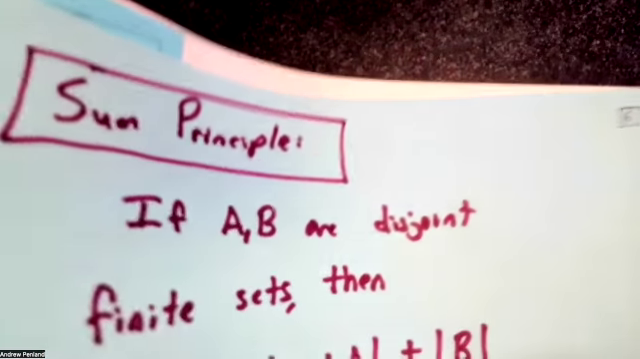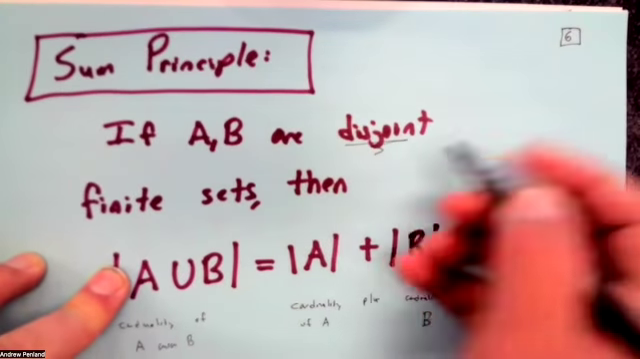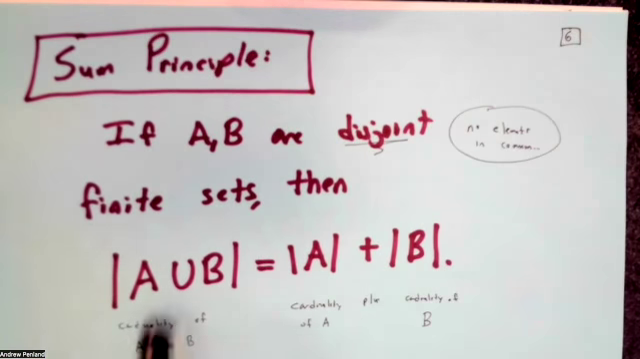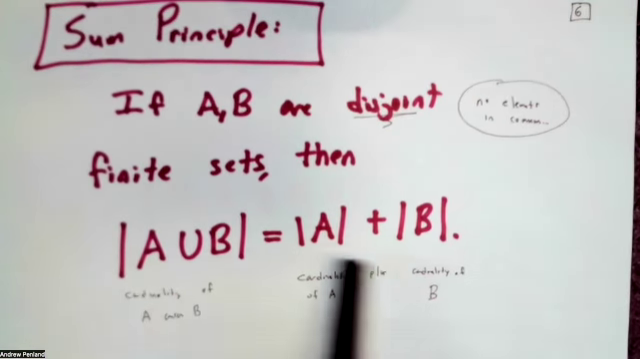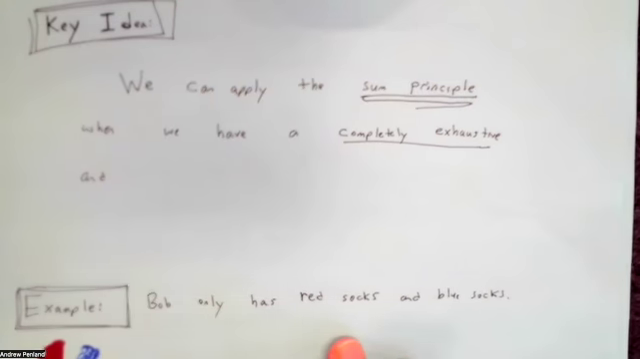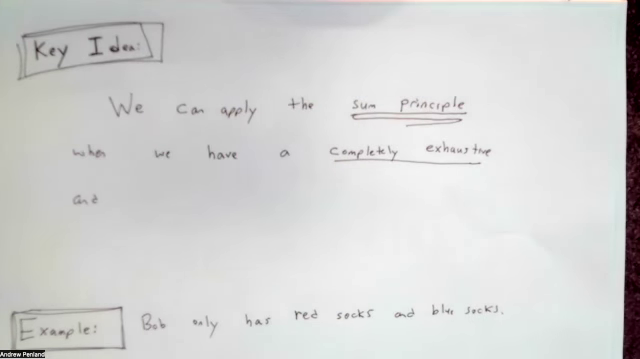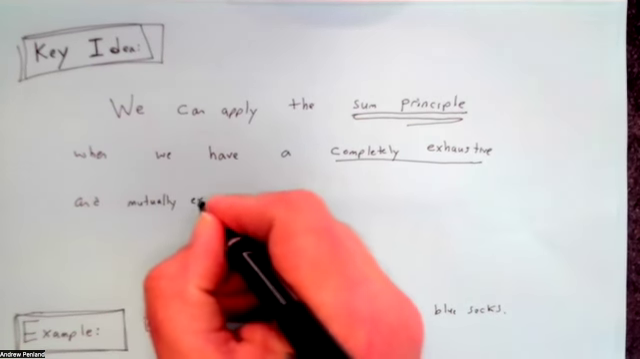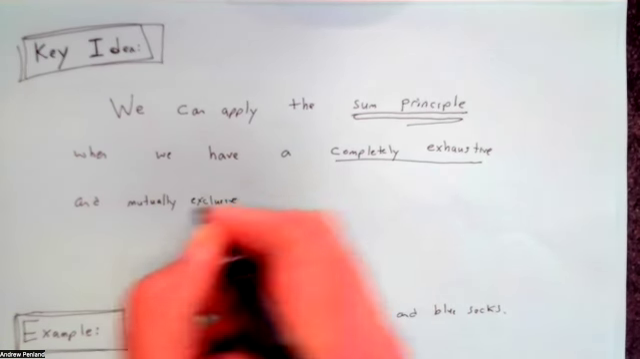The sum principle says if A and B are disjoint finite sets, disjoint means they have no element in common, you can get the cardinality of the union of these sets by just adding the cardinalities. We can apply this principle when we have a way of breaking up the set that is completely exhaustive, so it covers everything, and mutually exclusive, so there's nothing in common between the ways we've broken it up.